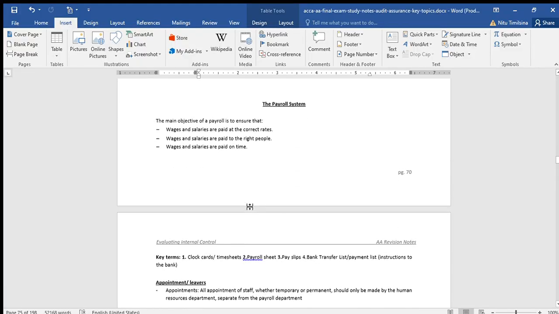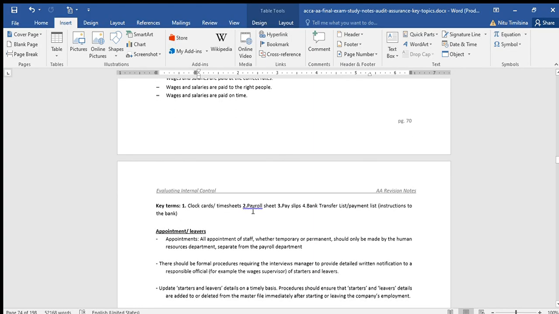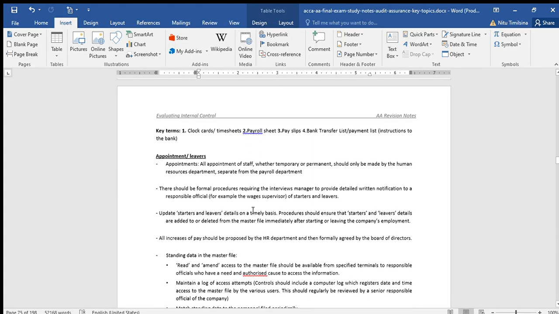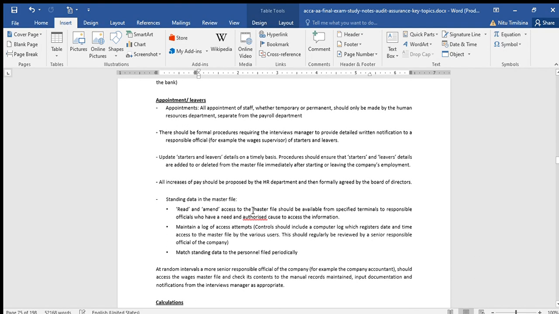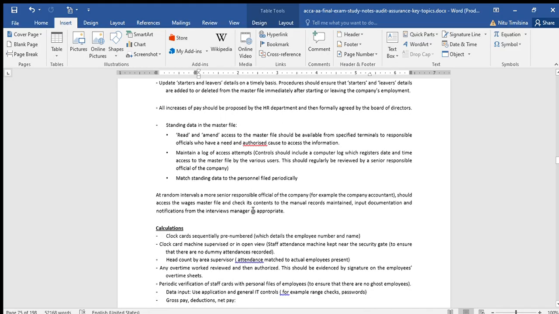So the starters and leavers controls. The test of control should be that HR handles hiring, not the payroll, and returns notification to the payroll, and there should be an immediate update in the system. It prevents ghost employees and wrong payments. Also pay increases are proposed by HR and approved by the board.